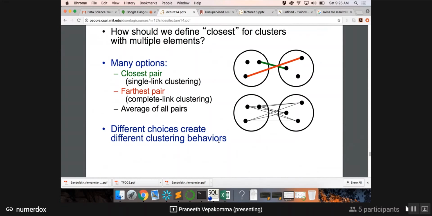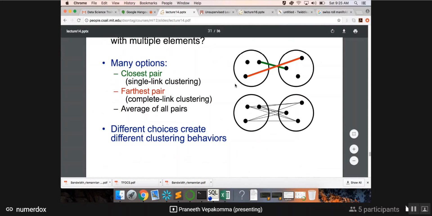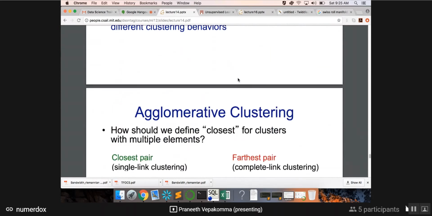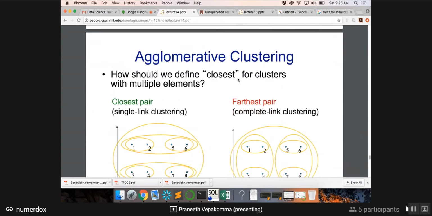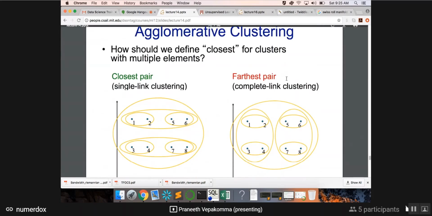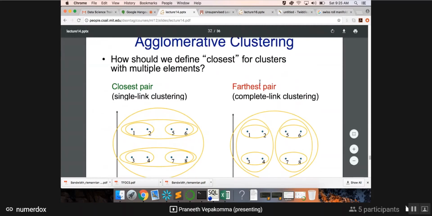You won't know, neither I nor you will know, what distance will give you the ideal cluster that will help your business or your clustering application. That's the slide. But sometimes it works fine as well. It's not that tricky. Single link clustering gave you a completely different answer than complete link clustering.